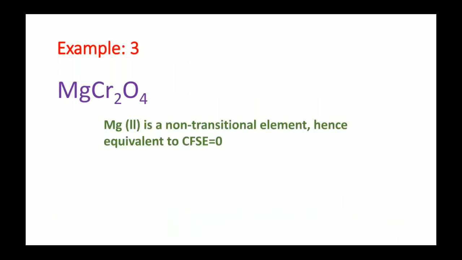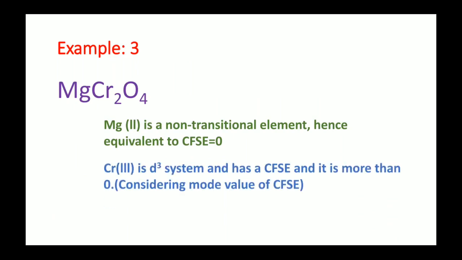So guys, I will come to some examples. The first example I have taken is MgCr2O4. Here you can see that Mg2+ is there, which is a non-transition element, and hence it is equivalent to CFSE equal to 0. And chromium 3+ is there. Chromium 3+ is a d3 system. I already told you it is the most stable system in the octahedral field. Therefore it has a greater CFSE value than the Mg2+. So the chromium 3+ ion will choose the octahedral site, and it will be a normal spinel.